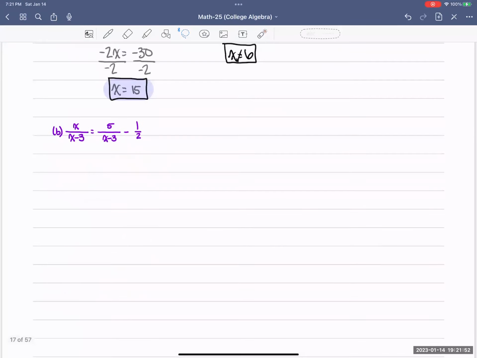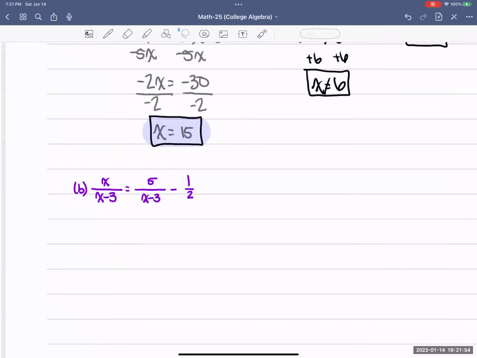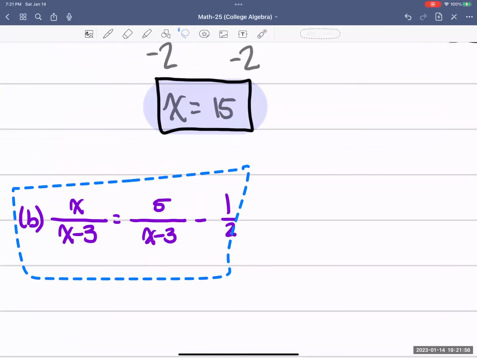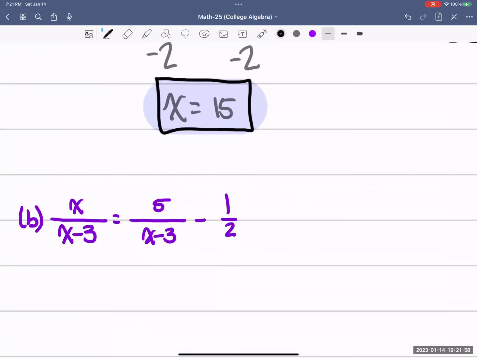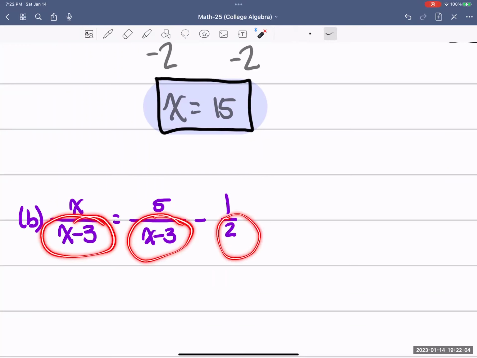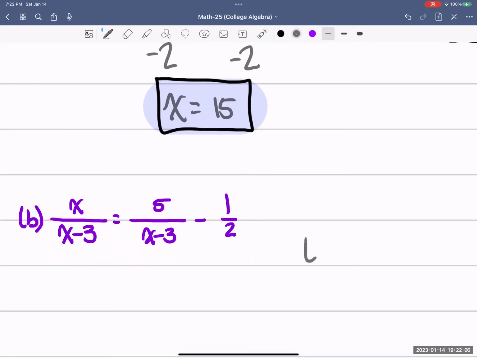All right, so with part B, we're going to look for our least common denominator. So a value big enough to be divided by all of the different denominators. So here we have x minus 3, and 2. For our LCD, we could start off with this part, x minus 3. Remember, a whole binomial is going to be part of our denominator or our LCD.